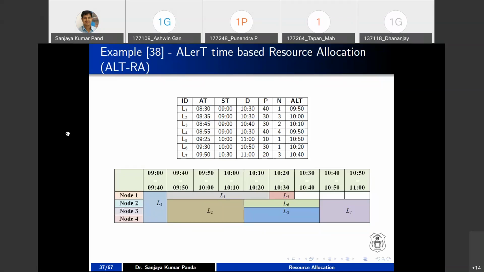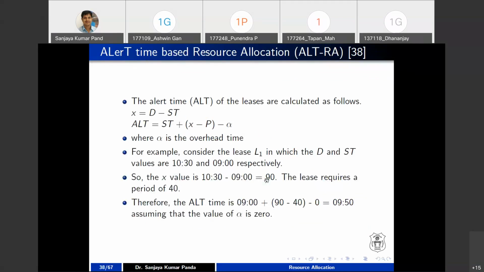So let us see how it is performing the scheduling. I will come to this figure later. Let's do the theory part first, then we'll discuss how it has accommodated these leases. Here you can see the alert time of the leases is calculated.